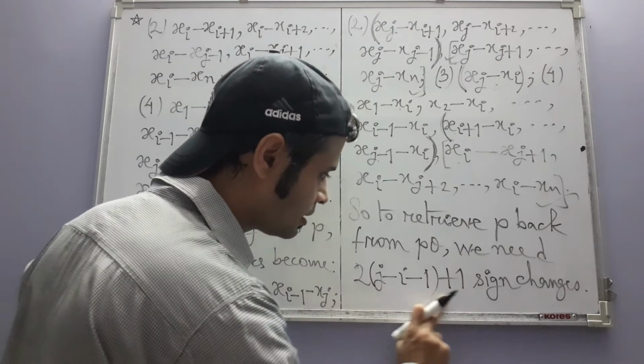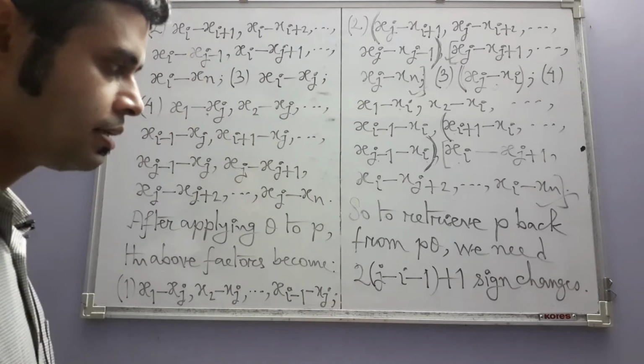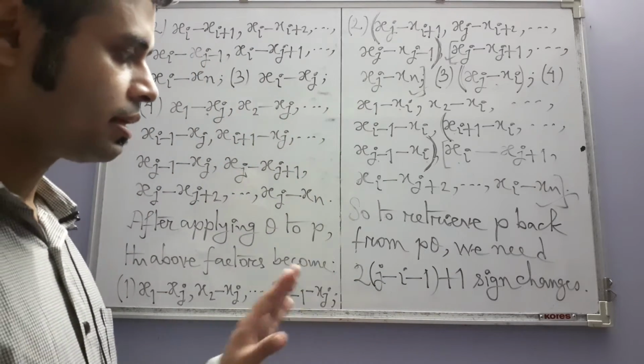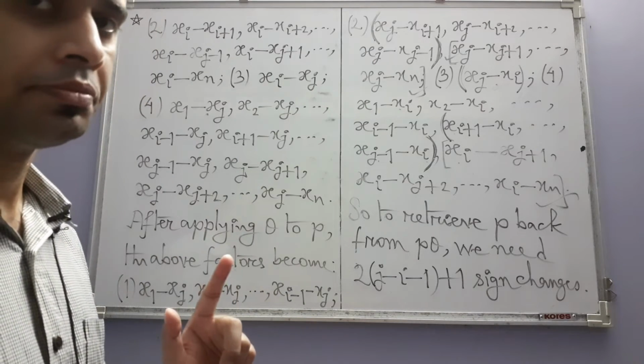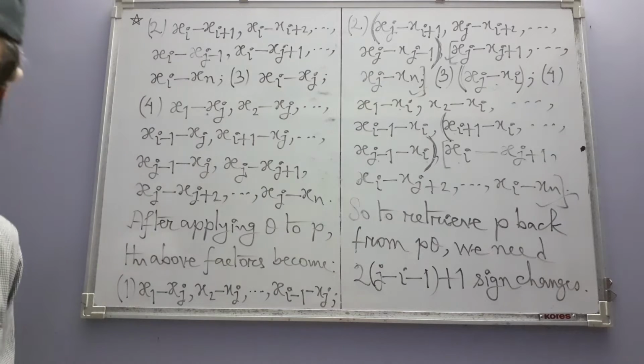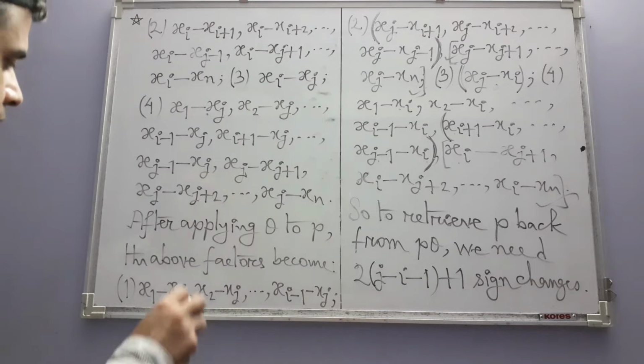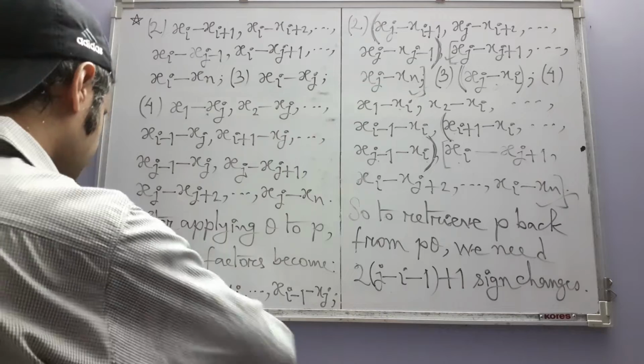Now note that this is an odd integer, and that is why whatever this j and i are, it does not matter, you will get minus 1. And that's why p theta is minus p.